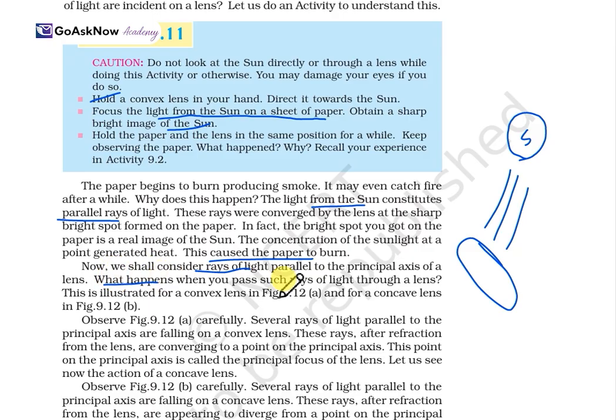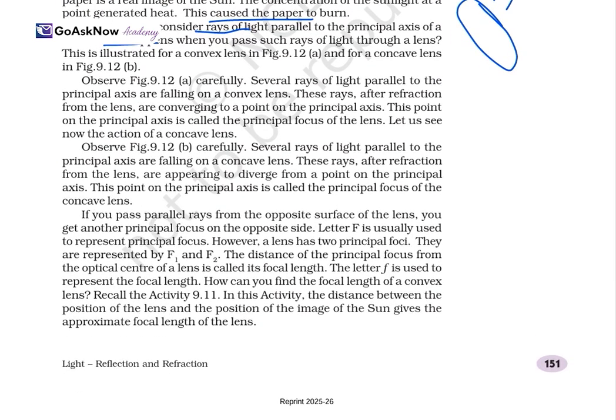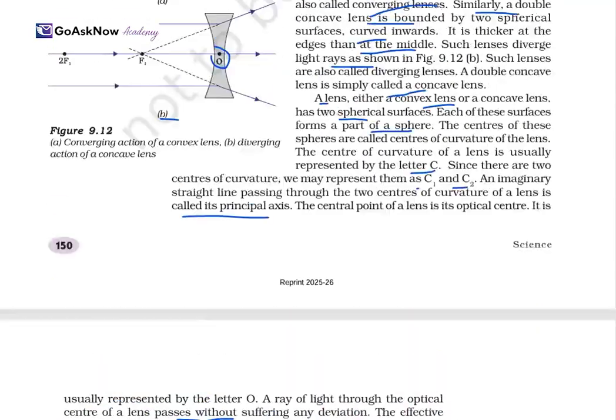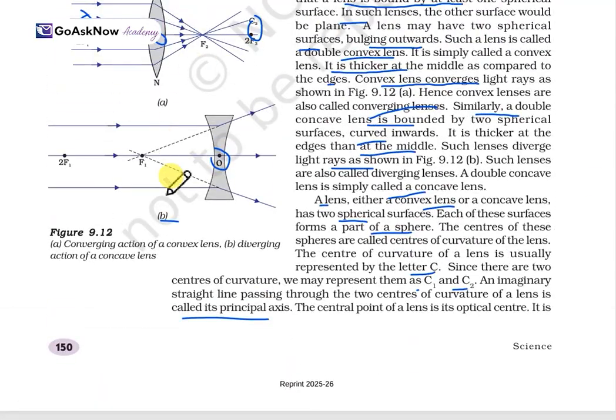What happens when you pass the rays of light through the lens? This is illustrated in the example, the convex lens and the concave lens. Firstly, observe carefully that several light rays parallel to the principal axis fall on the convex lens. After refraction from the lens, these rays converge to a point on the principal axis. This point on the principal axis is called the principal focus of the lens. Also see the observation here, figures 9.12A and 9.12B, they are representing this.